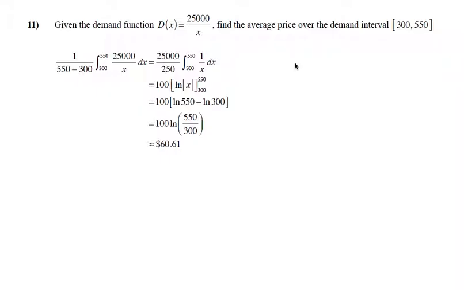Well, to find the average value over an interval, we recently learned that we multiply the front of a definite integral by 1 divided by the right endpoint of the interval, which is 550, minus the left endpoint of the interval, which is 300, and that fraction is multiplied by the definite integral of the function evaluated from 300 to 550.